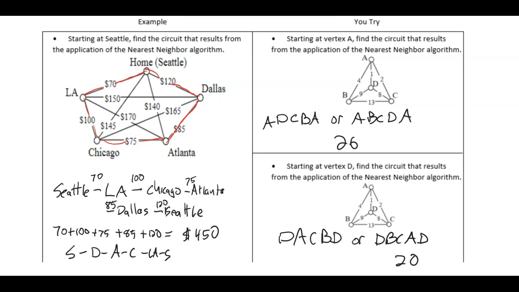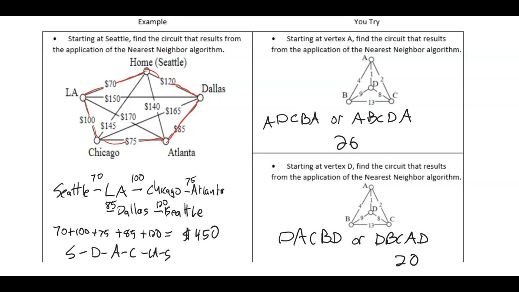So notice that the nearest neighbor algorithm doesn't give you the same answer. It depends on which vertex you start with. Now, the nearest neighbor algorithm is a heuristic algorithm. It's not designed to give you the best answer. It's designed to give you a fast and good answer. Best? No, not necessarily. Maybe you get lucky. Fast? Yes, it's easy to do.